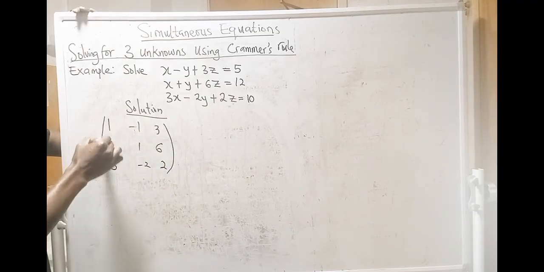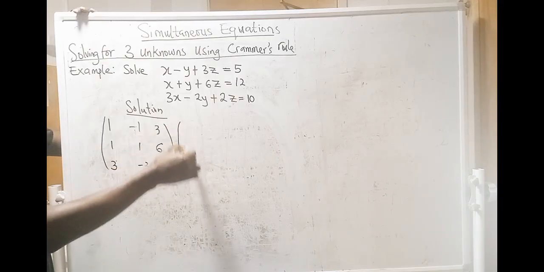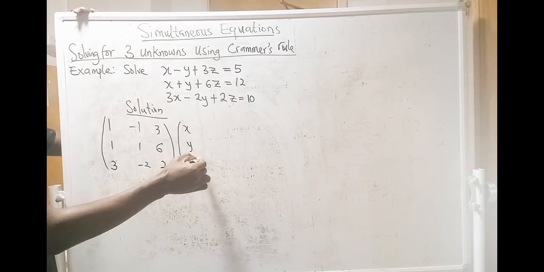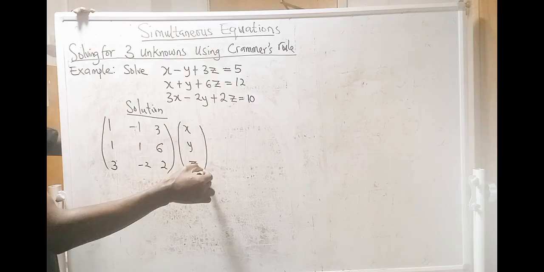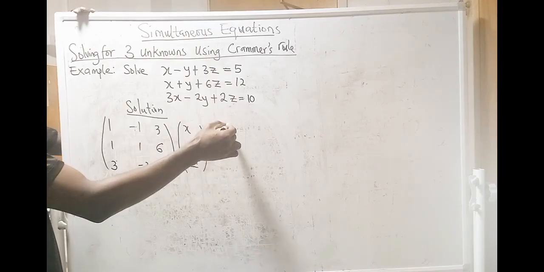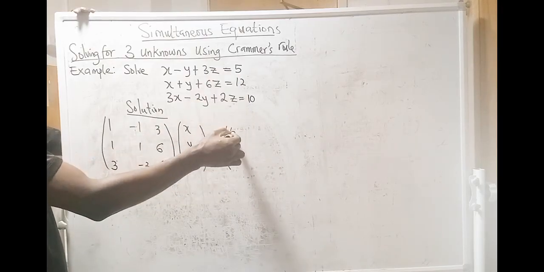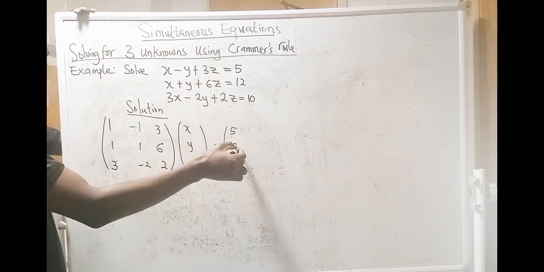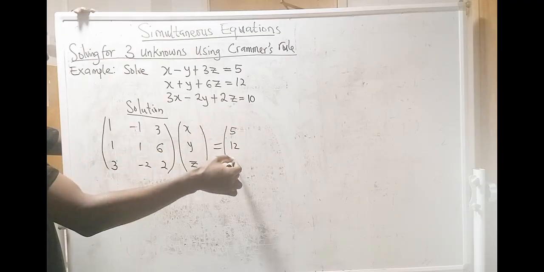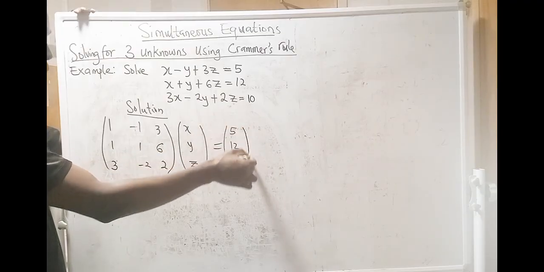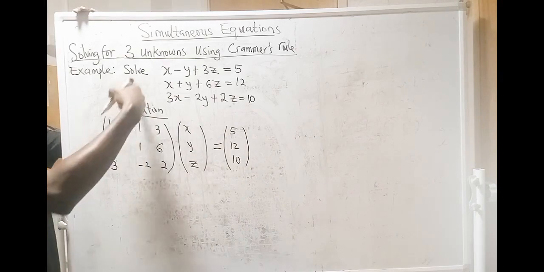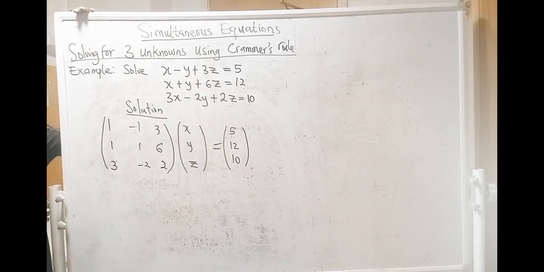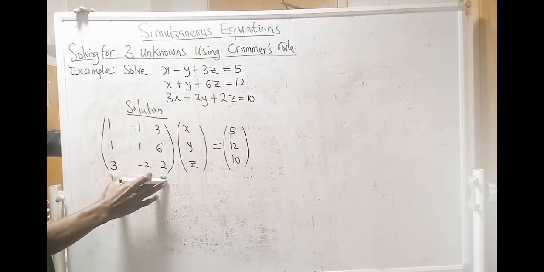So we represent this x, y, and z equals to 5, 12, and 10. So we've been able to represent this system of equations in matrix form. Next, we are going to find the determinant of this matrix, this one here.